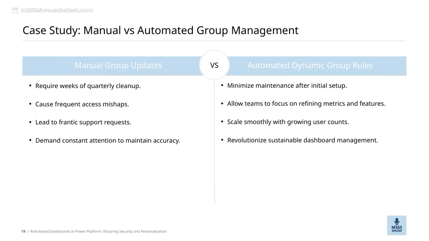Now, compare that to automated dynamic group rules. These automatically update based on predefined criteria, reducing errors and freeing up your team to focus on strategic tasks. In contrast, manual group updates are labor-intensive, prone to mistakes, and less scalable. So, moving toward automation not only saves time, but also enhances security and reliability across your dashboards.